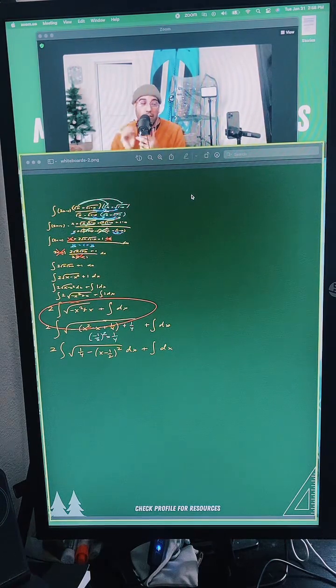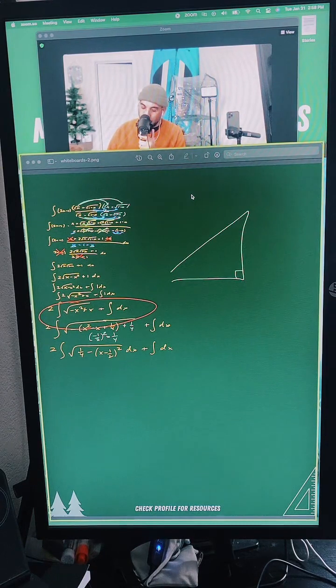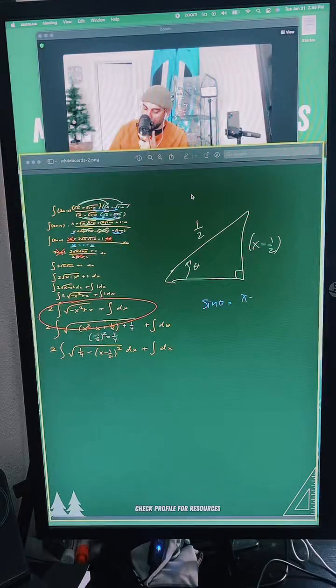If you notice, this is a very, very typical trig sub problem. And so how that's going to work is like this. I'm going to set up my triangle. So I have my theta. My hypotenuse is going to be 1/2. You're going to see why. And then my opposite is going to be x minus 1/2. And so what we have now is sine theta is equal to x minus 1/2 over 1/2. If I multiply the 1/2 to the other side, I have 1/2 sine theta is equal to x minus 1/2.